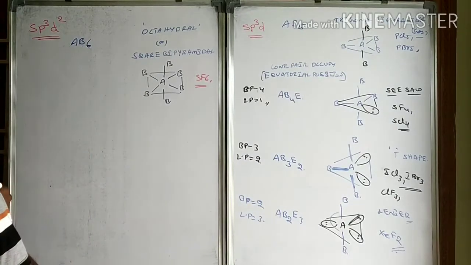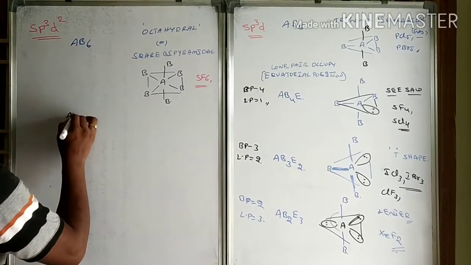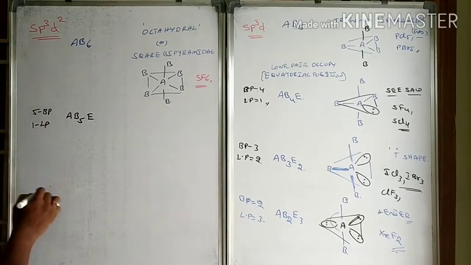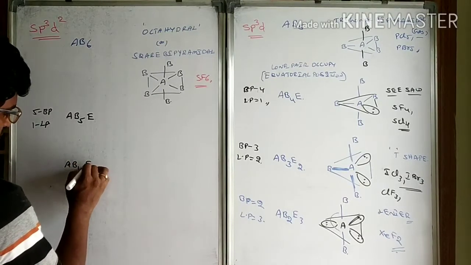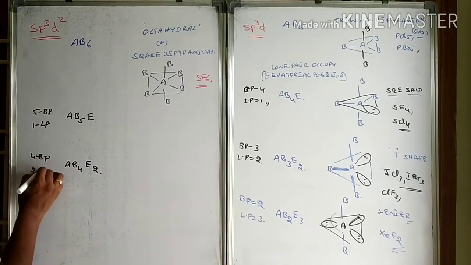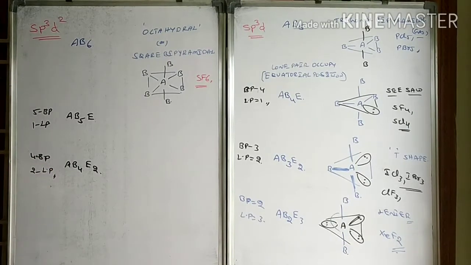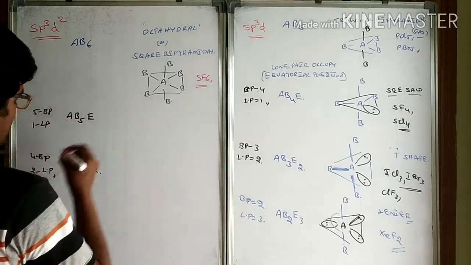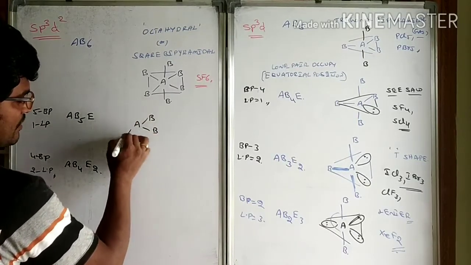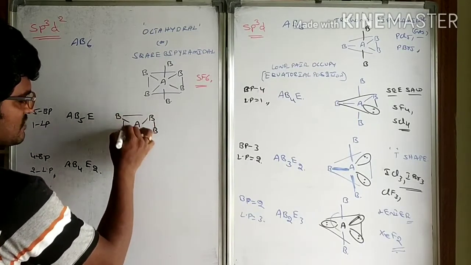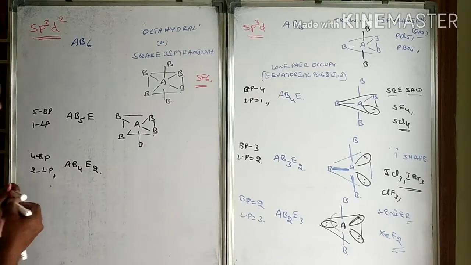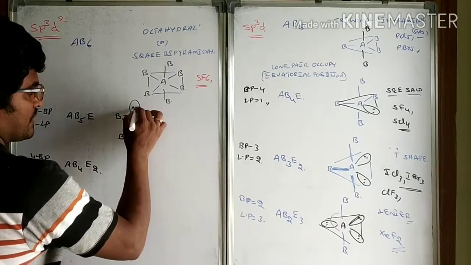Let us go to the other category, AB5E, where 5 bond pairs are there and 1 lone pair is there. And another one will be AB4E2, where 4 bond pairs are there and 2 lone pairs are present. So as I told you, the lone pair will occupy the axial positions, and hence you can write the structure as A, B, B, B. All B's will be the 4 corners of the square and 1 B will be below this one. And you see here, the lone pair will occupy the axial.